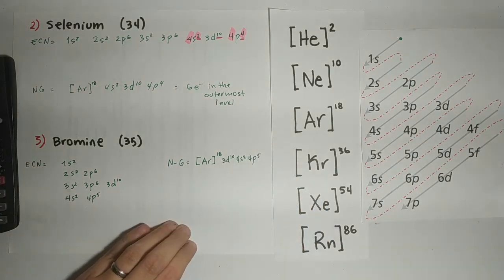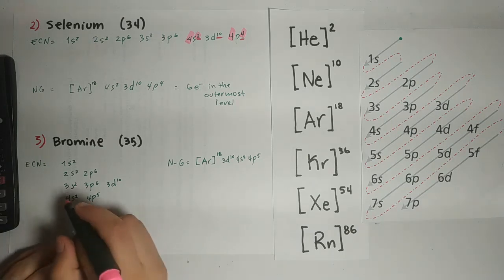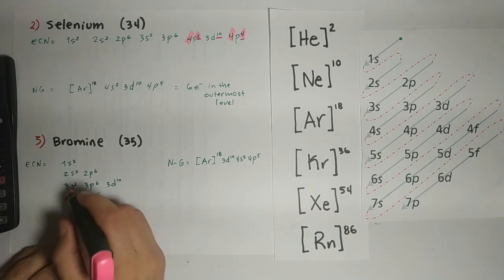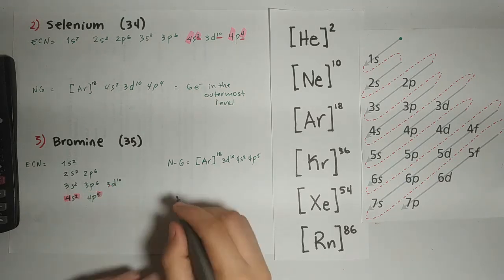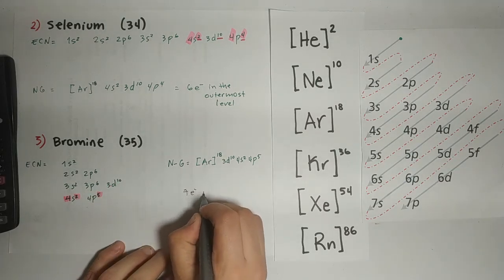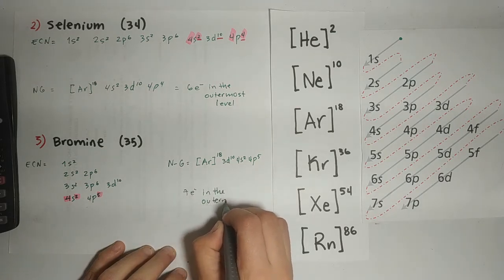And if I wonder now how many electrons I have in the outermost level, I know that my outermost level is 4, so I have 2 and 5. I have 7 electrons in the outermost level.